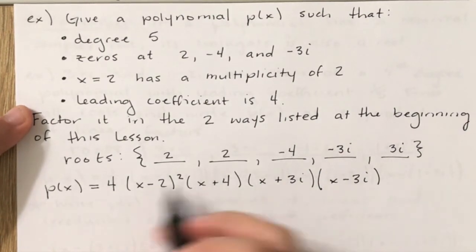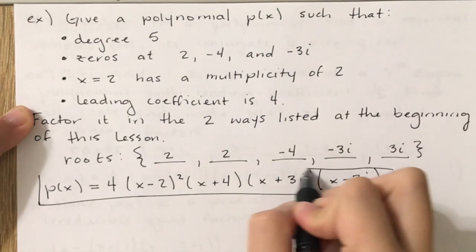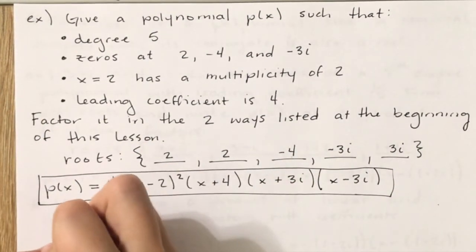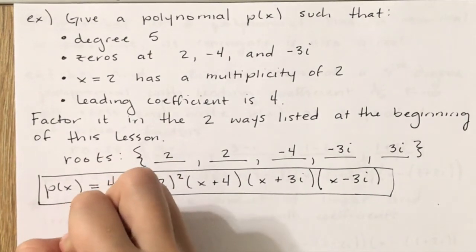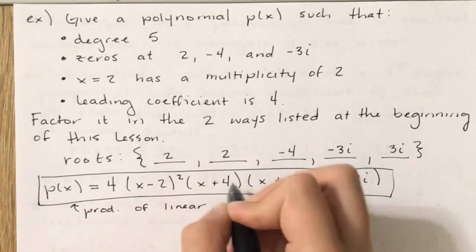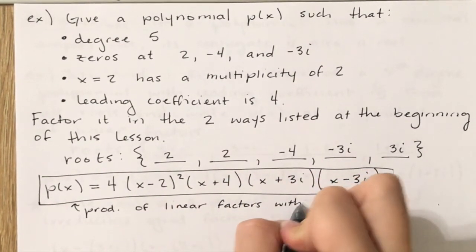This is a product of linear factors, so we are totally done with the first one, right? So this is a product of linear factors with complex coefficients.